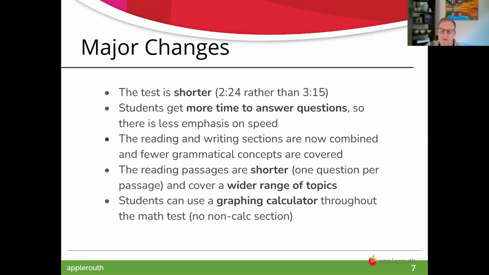And you can use a graphing calculator throughout. There used to be a no calculator section. They don't have that, and there's actually now a built-in Desmos calculator, which we'll really talk about a lot, how to use that to full advantage.